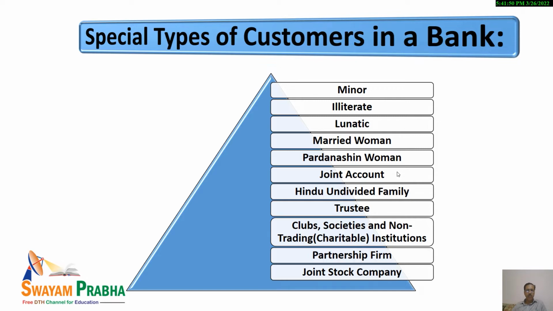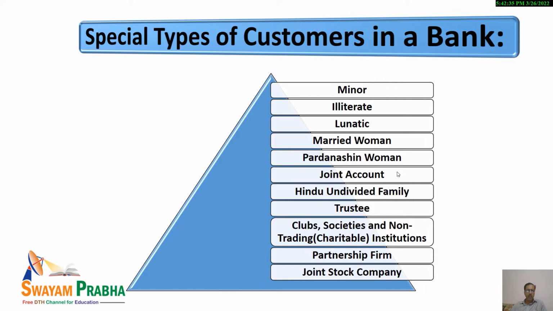In this particular chapter we are concerned with these special types of customers only. So kindly note who the special types of customers are and what their categories are. First category may be minor, then illiterate, lunatic person, married woman, Pardanashin woman, joint account, HUF or Hindu undivided family account, then trust or trustee. Then after that, clubs, societies, non-trading or charitable institutions, partnership firms, and we may also have joint stock companies.